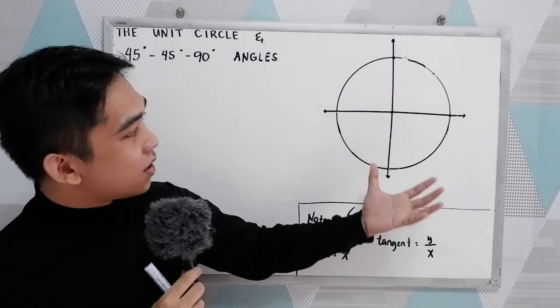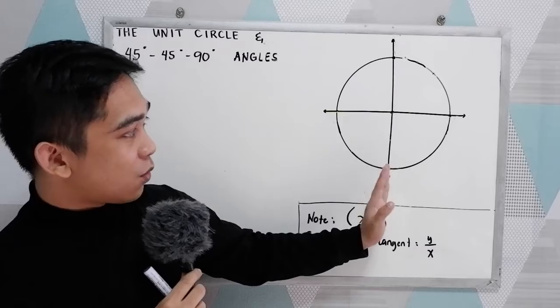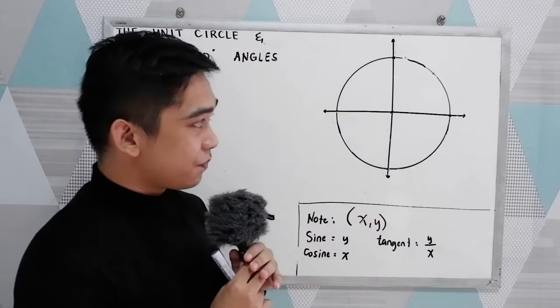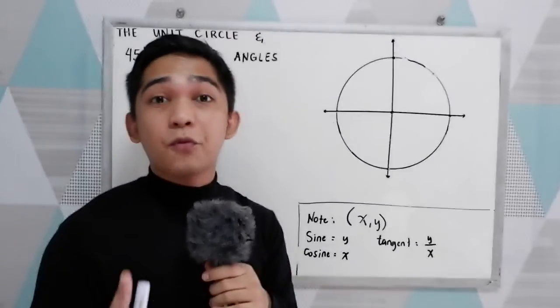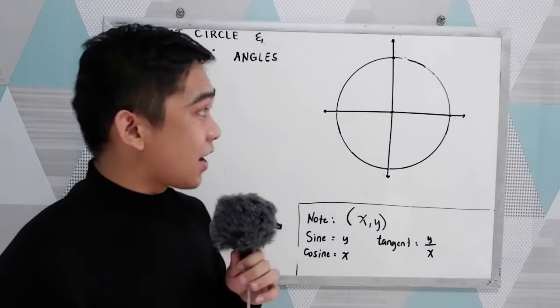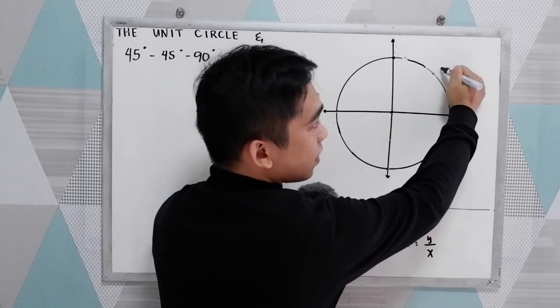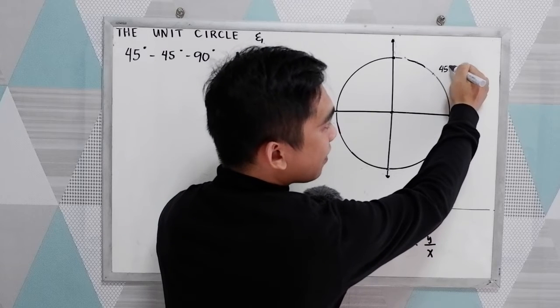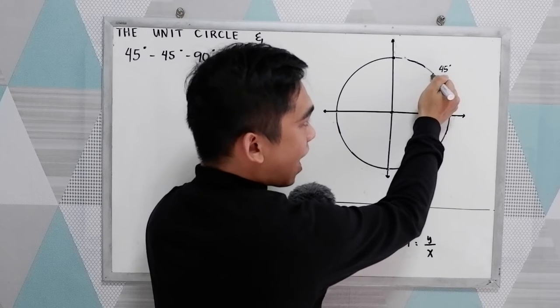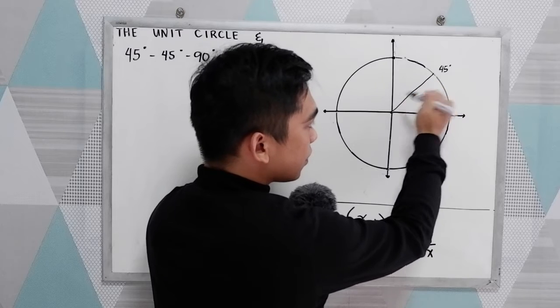So we have our circle here with our coordinate system. Let us locate the 45, 45, 90 degree angle. Let us use quadrant 1. So let's say we have 45 degrees here. So we have a triangle.